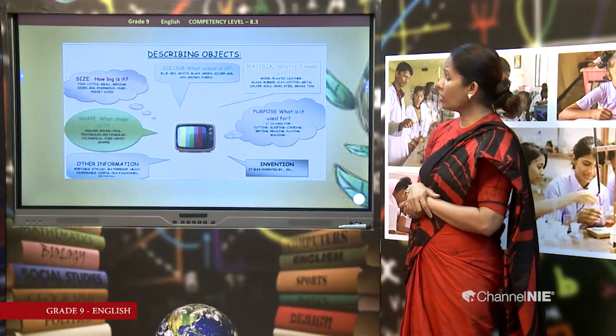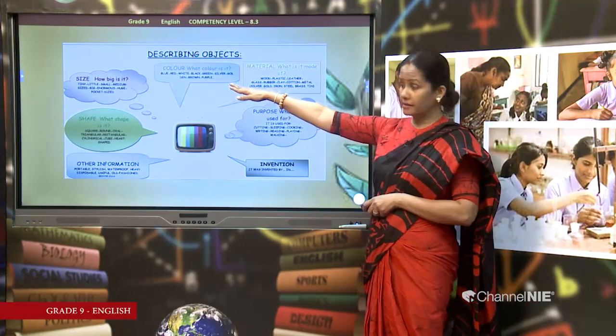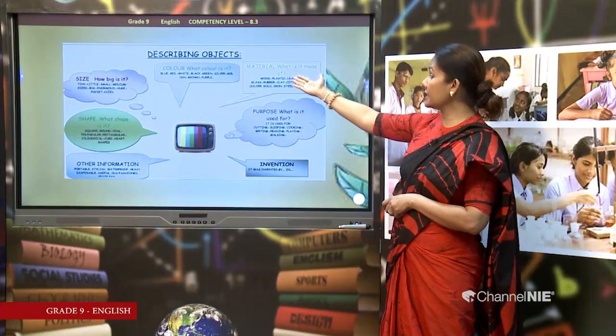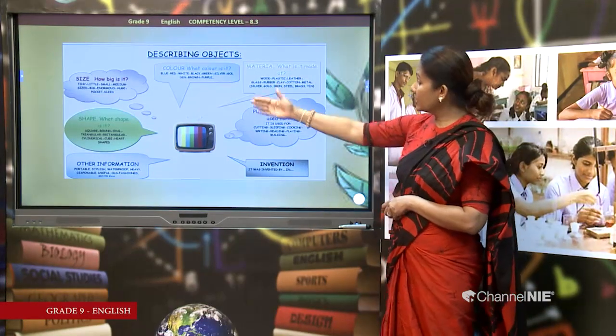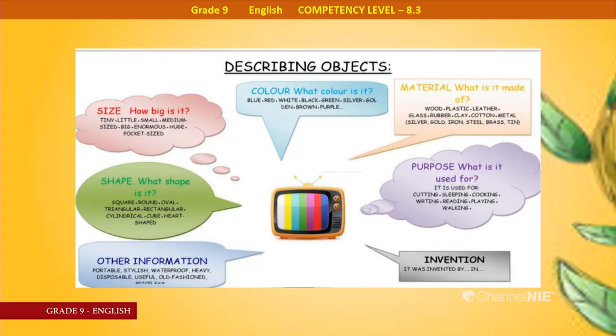So, when we are describing objects, color is important. What color it is, material, what it is made of. Colors can be red, blue, likewise material: wood, plastic, leather, something like that. And purpose, why this object is being used: for cutting, sleeping, cooking. And we can say size, how big it is. It can be small, medium, enormous, huge, all these adjectives can be used.